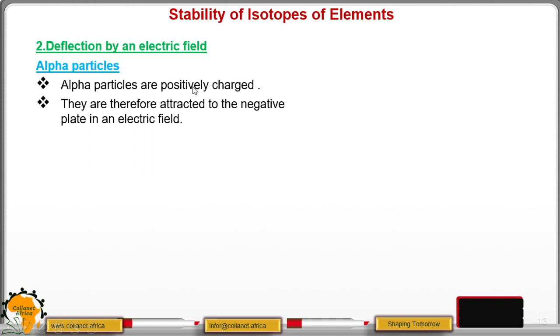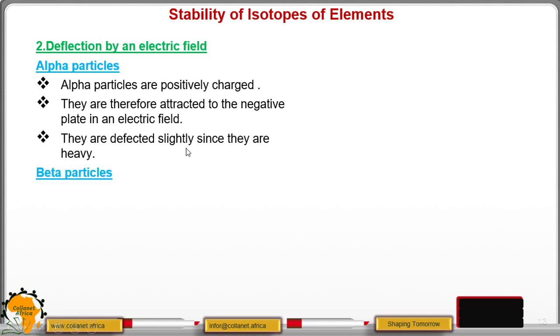They are unlike charges. They are deflected slightly since they are heavy. Remember, we have said that they are massive. So as they move, they are heavy, and therefore it is very difficult to change their path. That is why they are just deflected slightly.